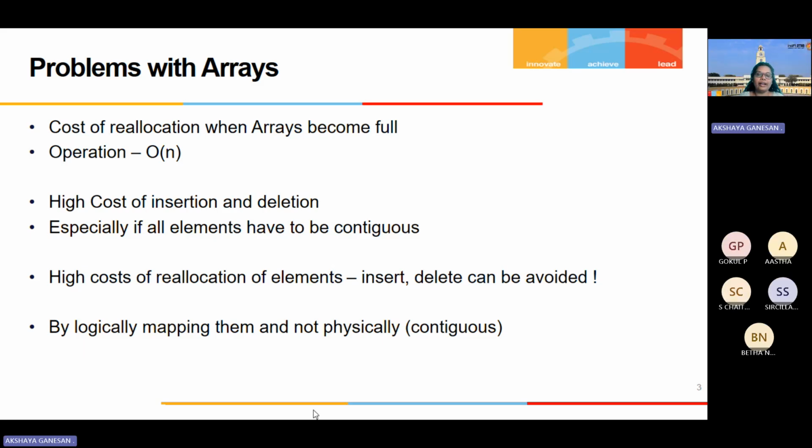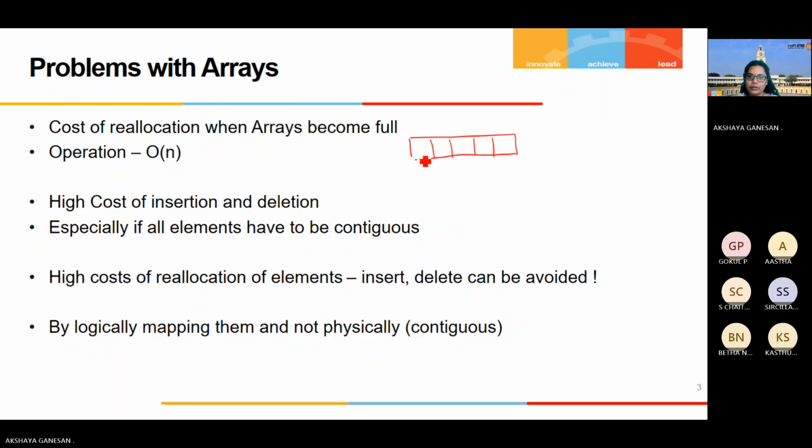Okay. So what happens when you want to insert into an existing array? Say, let's say you have something like this. If I want to insert at the end, it's not a problem. But if I want to insert at the beginning, or I want to insert in between, it has a high cost of insertion.